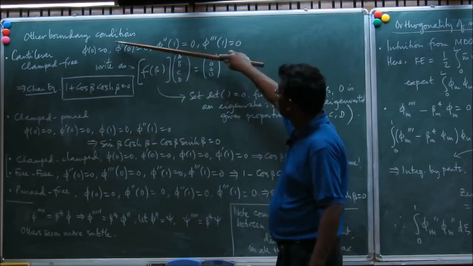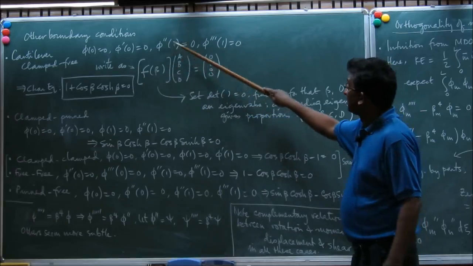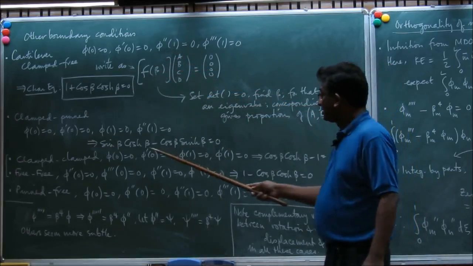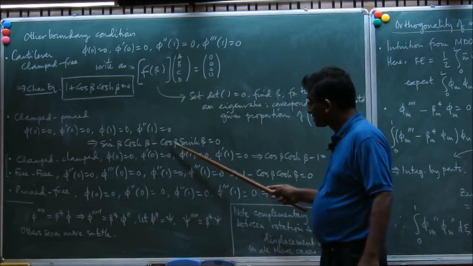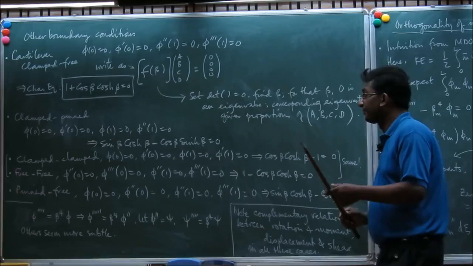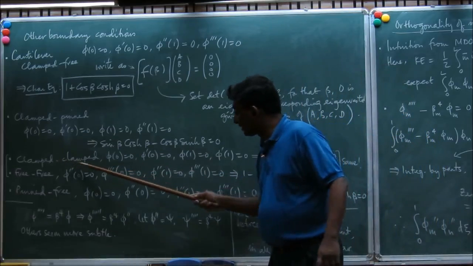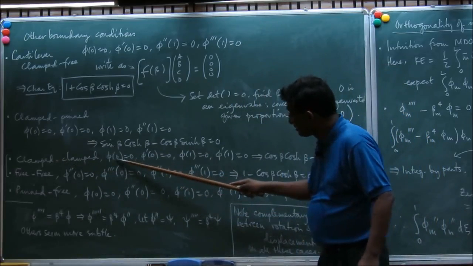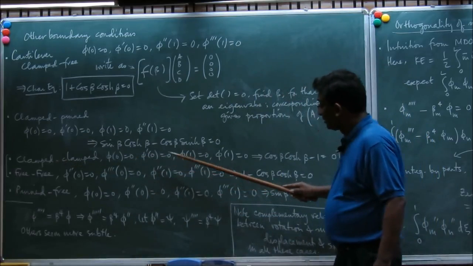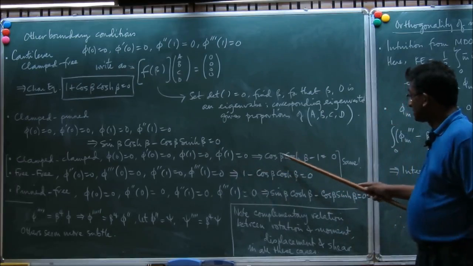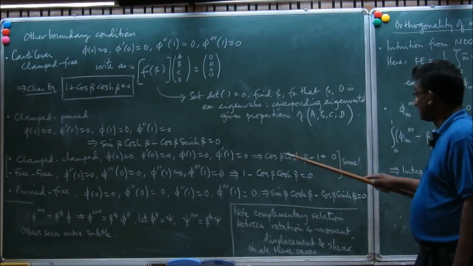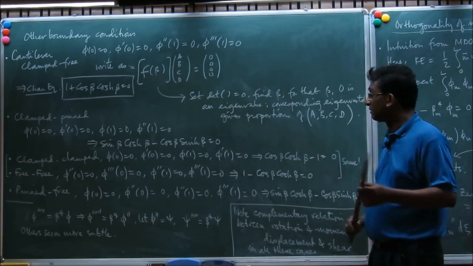You put it in, calculate this determinant, simplify it, and this is what you get: sin beta cos beta minus cos beta sinh beta is equal to 0. Here's another one, clamped. Clamped means 0 displacement, 0 slope. Clamped at the other end, 0 displacement, 0 slope. We get cos beta minus 1 is equal to 0. That's what we get when we work it out.